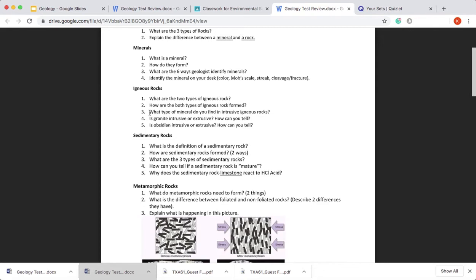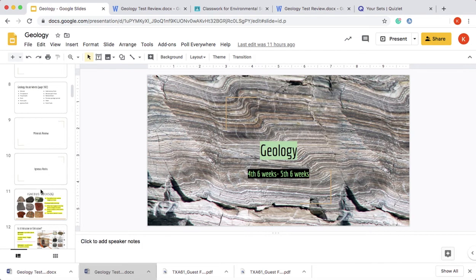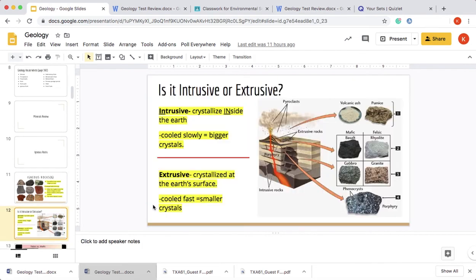Maybe this part right here, what type of mineral do you find in intrusive igneous rocks? You can say quartz or feldspar, any of those would work. And let's see here. How are both types of igneous rocks formed? Let's head over to the geology notes, and I'm going to show you this here.